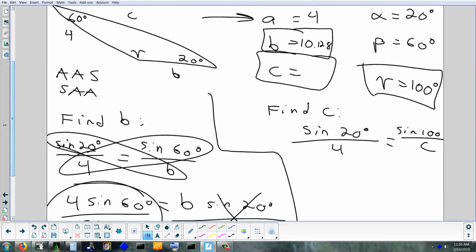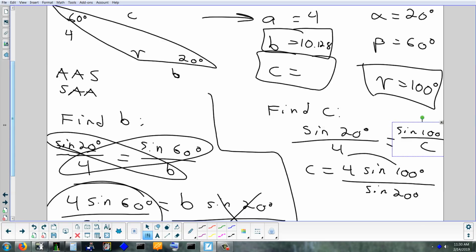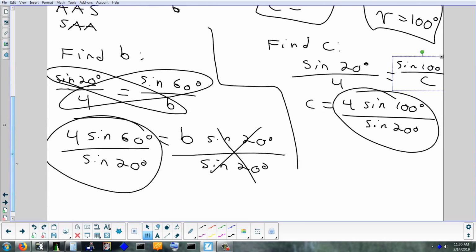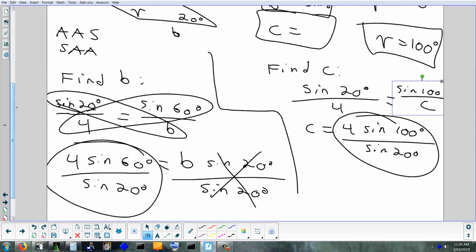Once you get better at cross multiplying, or you're probably already pretty good with it, you can just do it all in one step. C is going to equal 4 sine 100 divided by sine 20. If you don't want to do it all in one step like that, you can do it in two steps, like I did right here. But in the test, I'm fine if you just do the cross multiplying in your head.